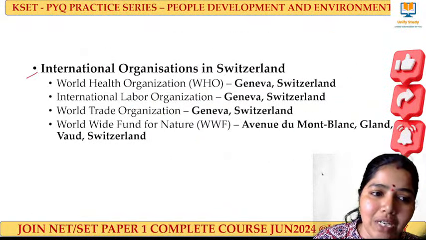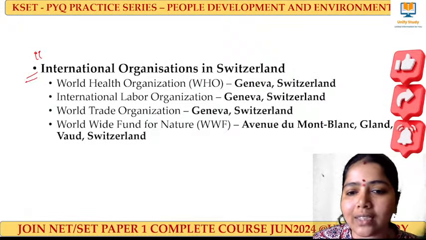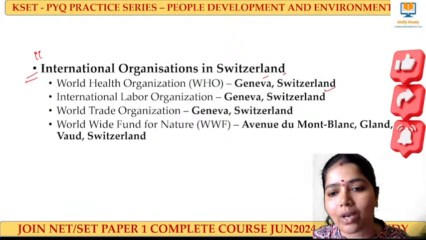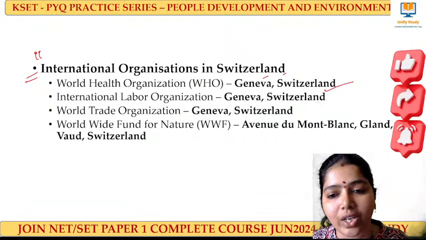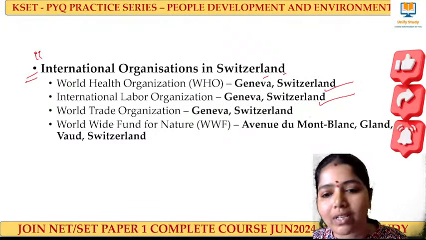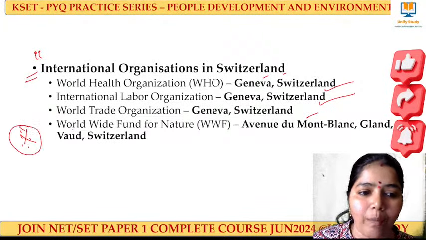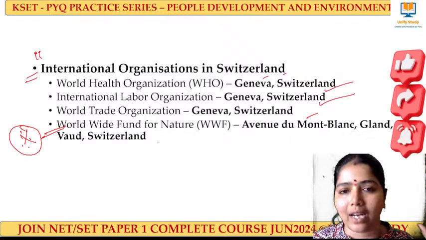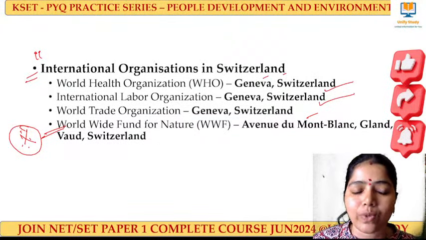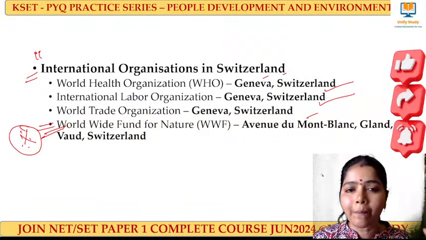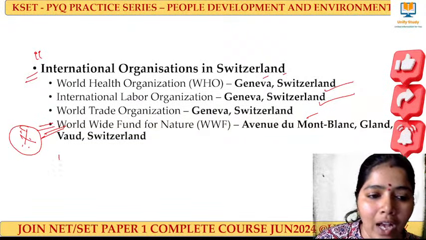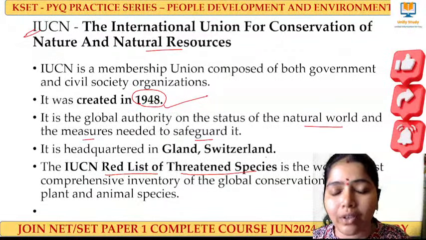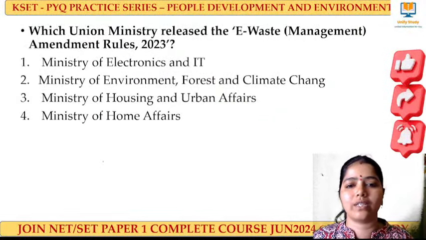Okay, and these are some additional details with respect to the organizations which are there in Switzerland. International organizations in Switzerland. See, World Health Organization, Geneva, Switzerland. International Labour Organization, Geneva, Switzerland. World Trade Organization, Geneva, Switzerland. And with respect to People Development Environment, this is very, very important. Worldwide Fund for Nature, that is also in Gland, Switzerland. Right, so these are the organizations that are there in Switzerland, and this WWF is mainly meant for environmental treaty, and also this IUCN, International Union for Conservation of Nature and Natural Resources. Yes, okay. Next question.